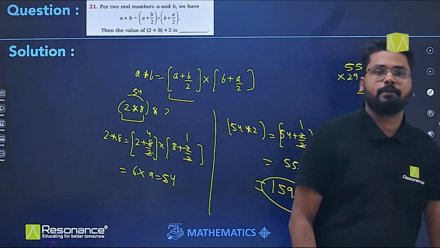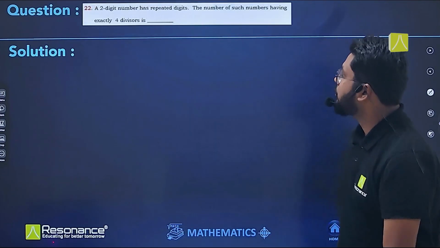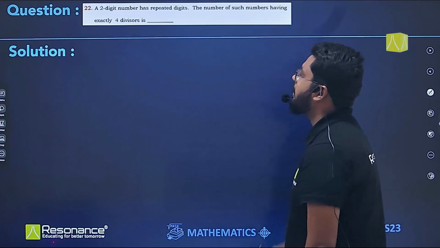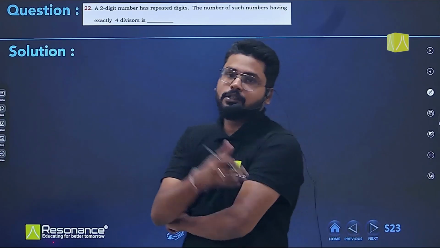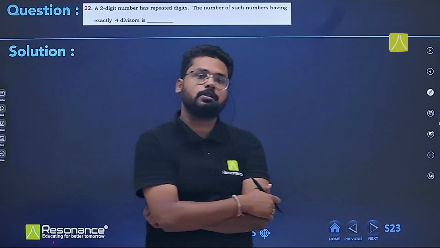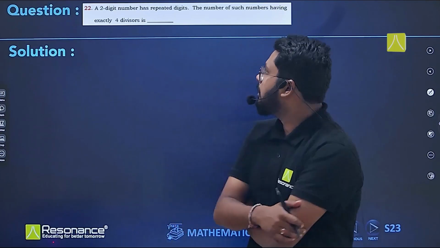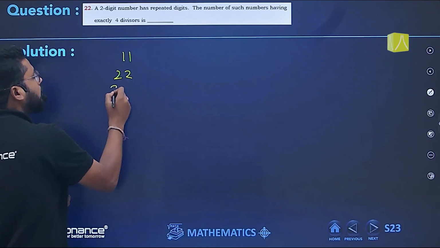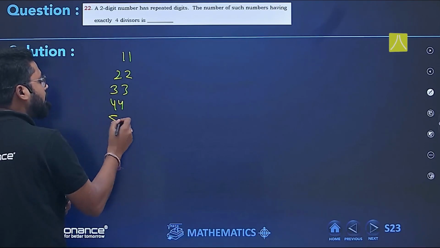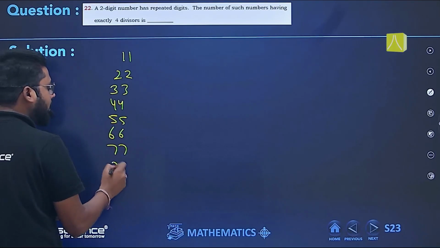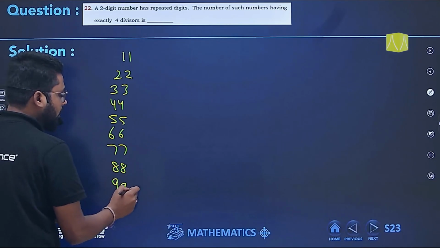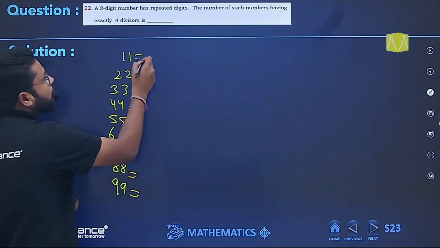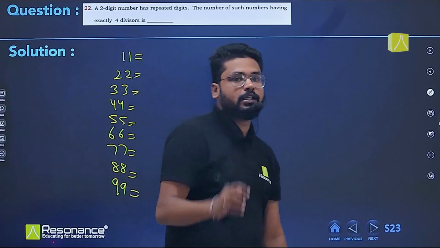Now the next question is, a 2-digit number has repeated digits. The number of such numbers having exactly 4 divisors is what? This question is also from our sample paper, exact same question. So it can be 11, 22, 33, 44, 55, 66, 77, 88 and 99. These are the 9 two-digit numbers which have repeated digits. But we have to find the numbers which have exactly 4 divisors only.